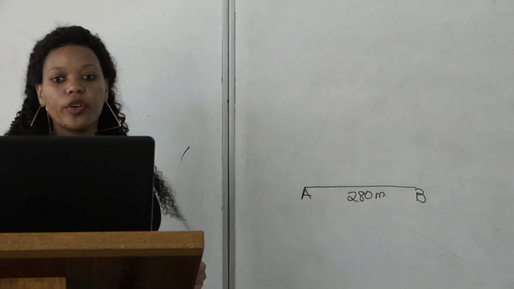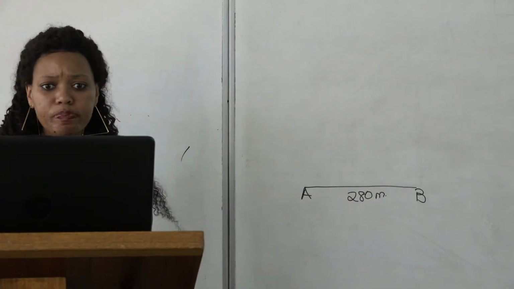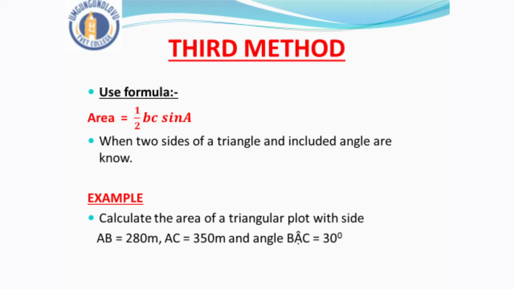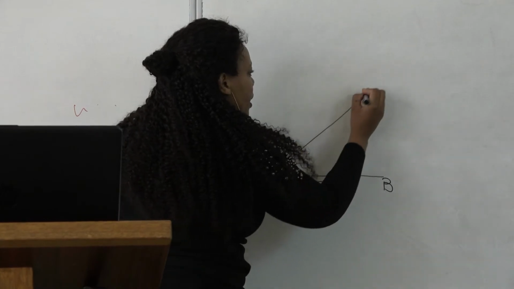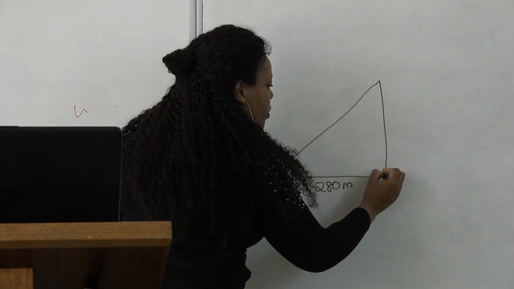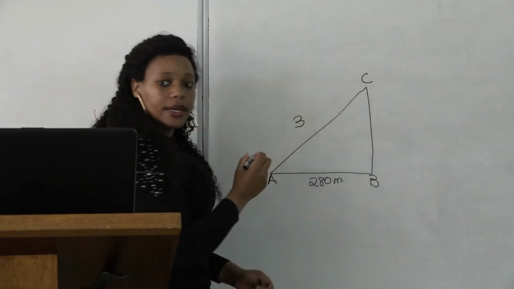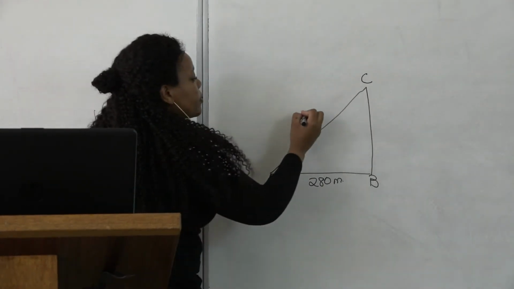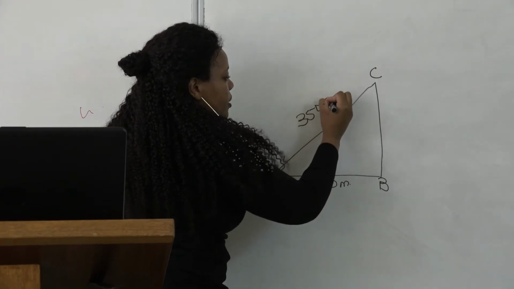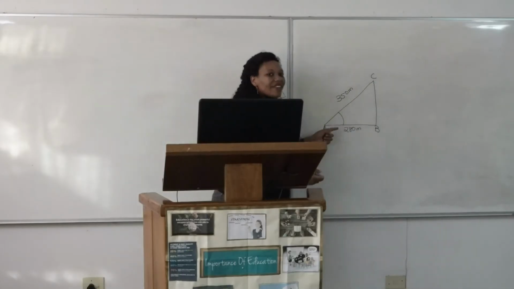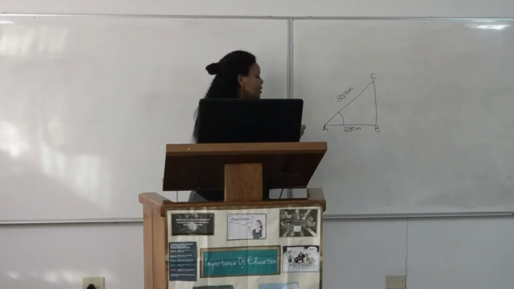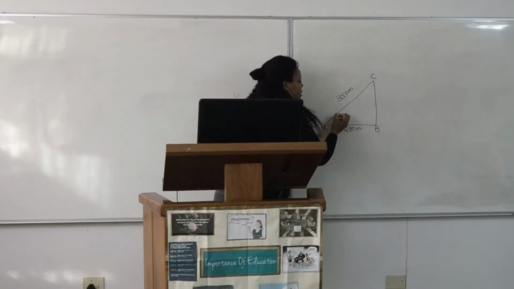And also we've got AC, which is 350 meters. We've got C here, we've got AC, which is 350 meters. And we were also given the included angle, which is 30 degrees.